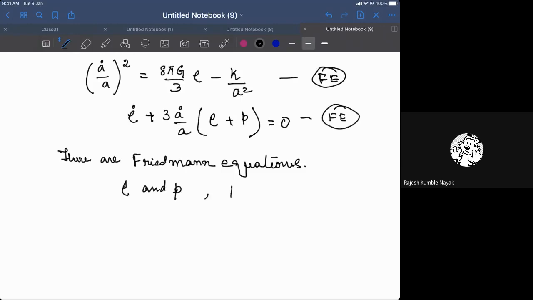We need to know the relation between rho and p, that is the equation of state of the universe, and we can solve for k. k equal to 0 is flat, k equal to plus 1 is a sphere, and k equal to minus 1 is an open universe. So this is what we have, three equations which describe the current cosmological model, the standard model.